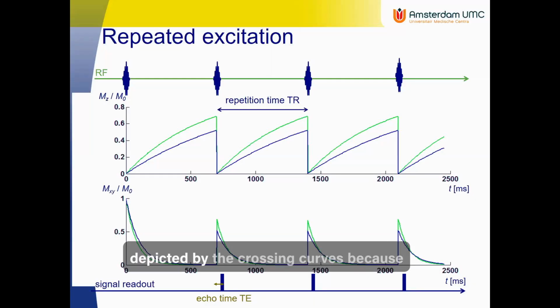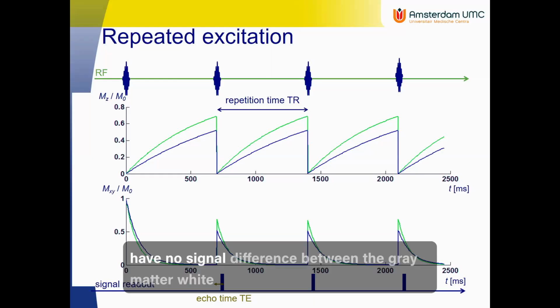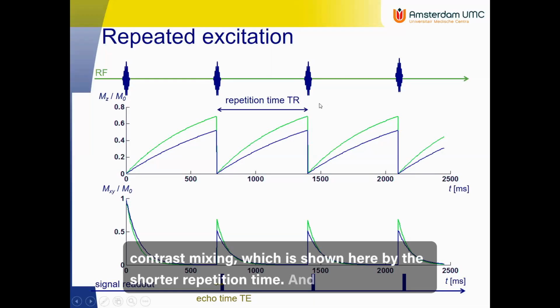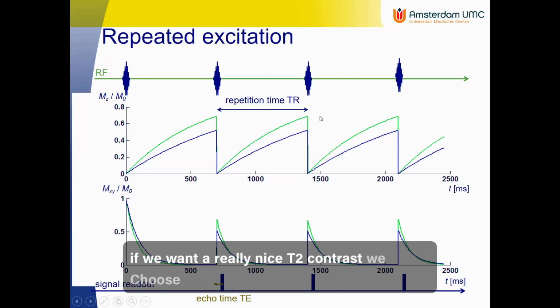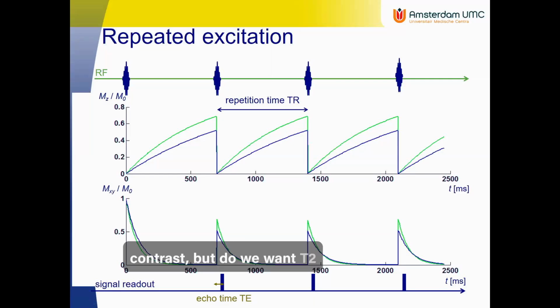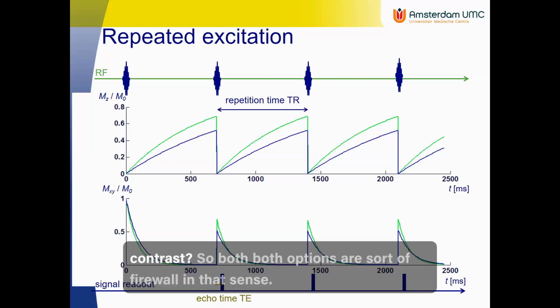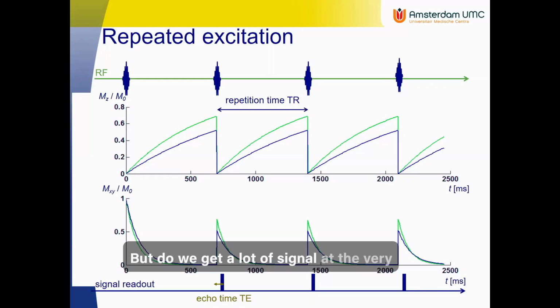That's nicely shown by the crossing curves, because there we have no signal difference between the gray matter and white matter. So we have to basically choose: either we have the T1 contrast, which is shown here by the shorter repetition time, or if we want a really nice T2 contrast, we choose a different repetition time. What repetition time would that be? We don't want the T1 contrast, but we want T2 contrast.